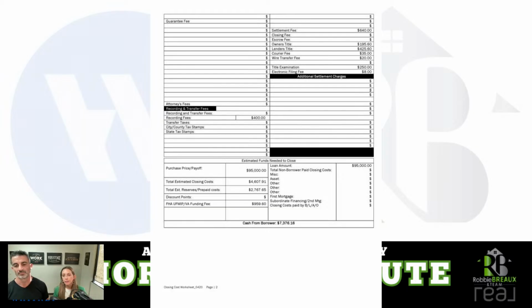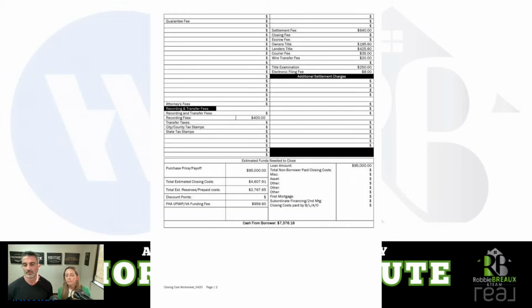So we go to the bottom, estimated funds needed to close. Purchase price is $95,000. It's 100% financing. Closing cost, $4,607. Reserves, prepaids. Remember, this is your prepaid interest that we talked about. This is taxes and insurance for escrow and then paying those premiums in advance. And FHA, RD, and VA all have what's called a funding fee. This gets financed into the loan and spread out over the 30-year term. So it has a very low impact on your monthly payment.